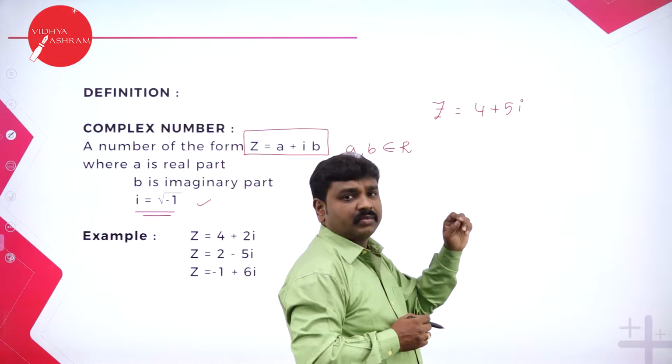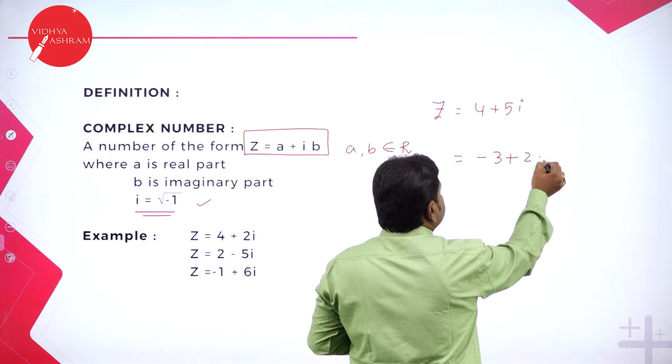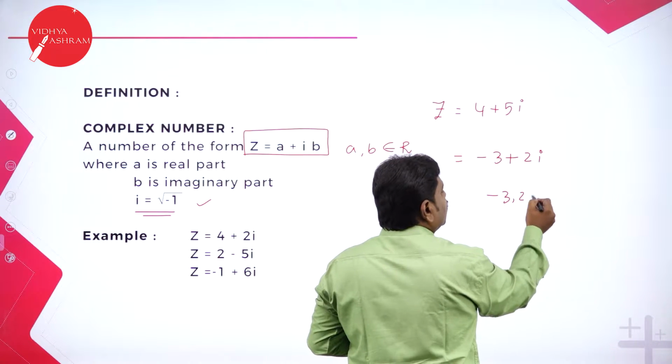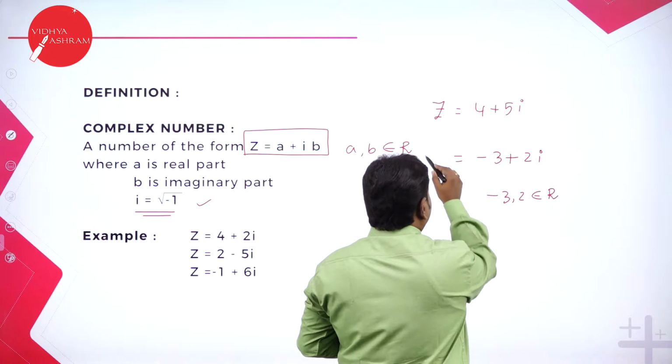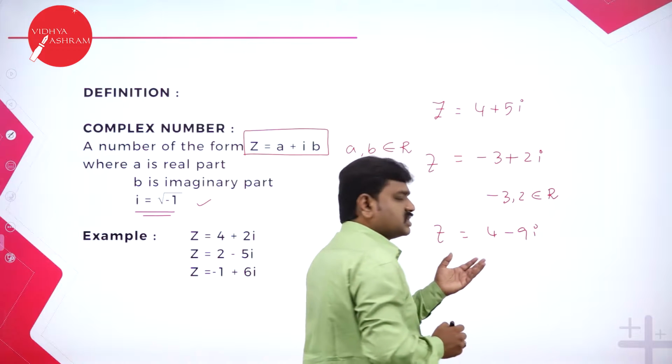Here 4 and 5 are real numbers, i is root minus 1. And one more example, minus 3 plus 2i. This is also, because minus 3, 2 belongs to what? Real numbers. And another complex number, say 4 minus 9i. This is also a complex number. Why?